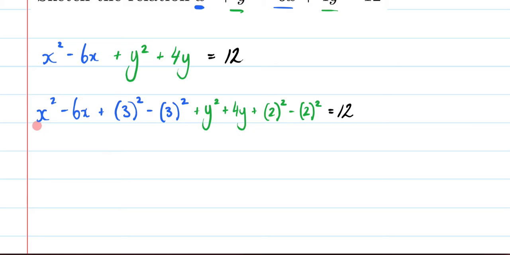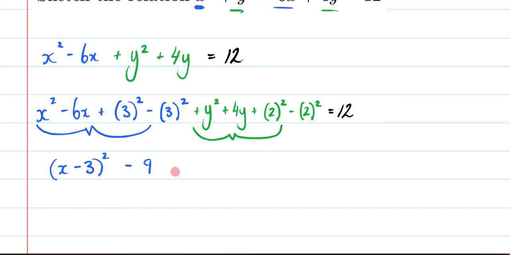I now can make a perfect square out of this. That is going to give me x minus 3 squared. And I have my minus 3 squared here, which is going to be minus 9. I then can make another perfect square here. This is going to be y plus 2 squared. And of course, I have my minus 2 squared, which is going to be minus 4.